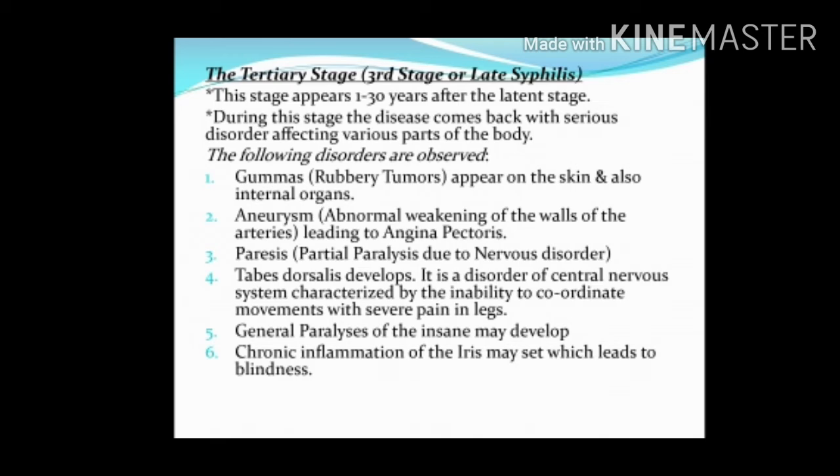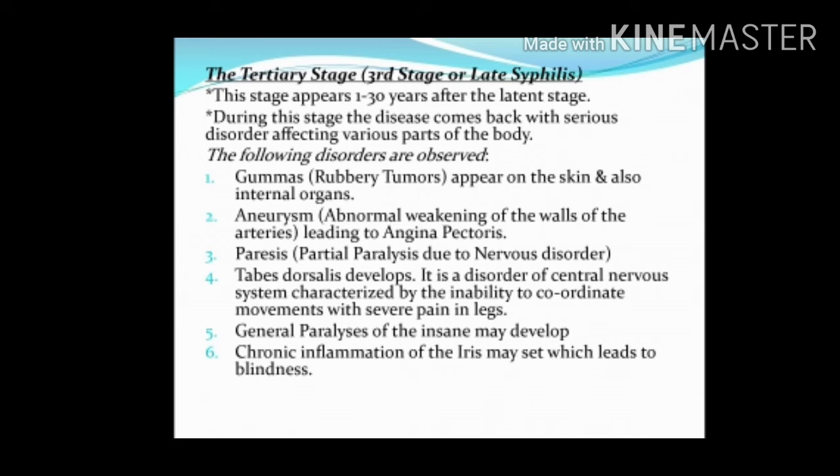Number 1, gummas. Gummas are nothing but rubbery tumors which appear on the skin and also internal organs. Aneurysm is nothing but abnormal weakening of the walls of the arteries, which leads to angina pectoris. Angina pectoris means chest pain. Paresis or partial paralysis due to the nervous disorder.